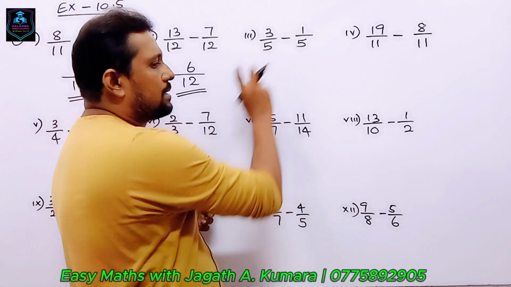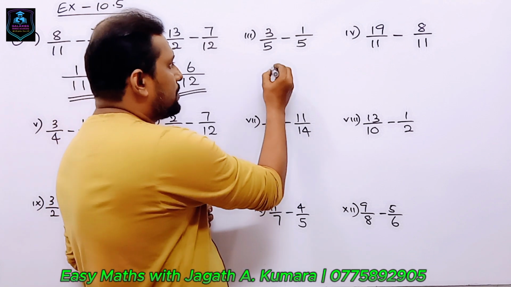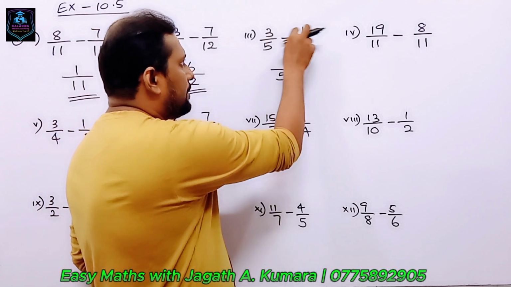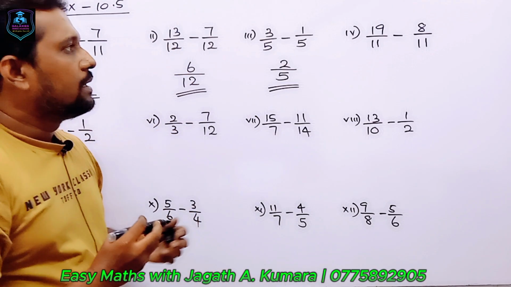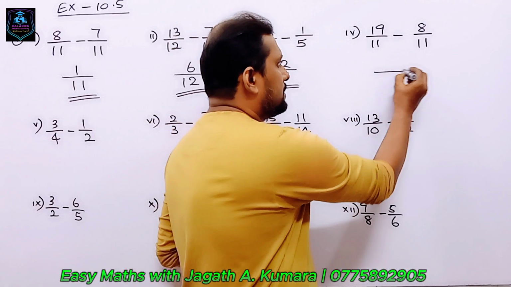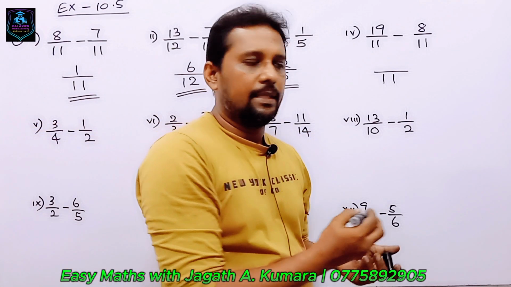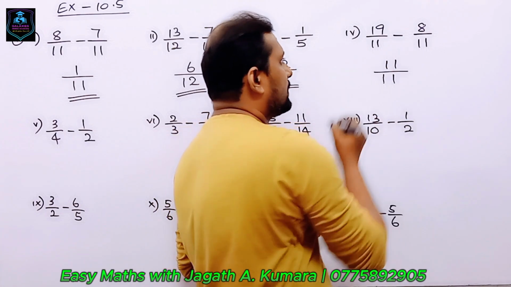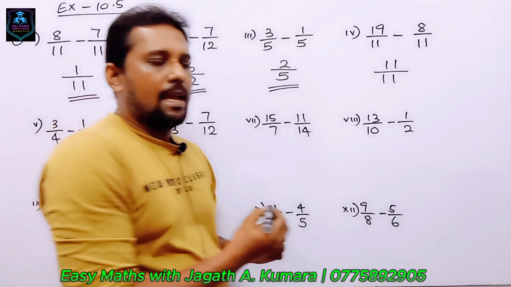Next one, the two fractions' denominators are equal. So the answer denominator is 5. 3 minus 1 is 2. The answer is 2 over 5. And the third one, denominators 11. So the answer denominator is 11. 19 minus 8 is 11. Also remember 11 over 11 we can write as 1.